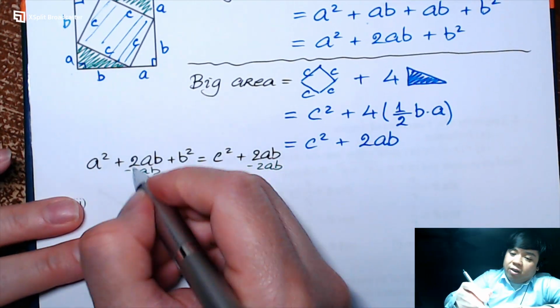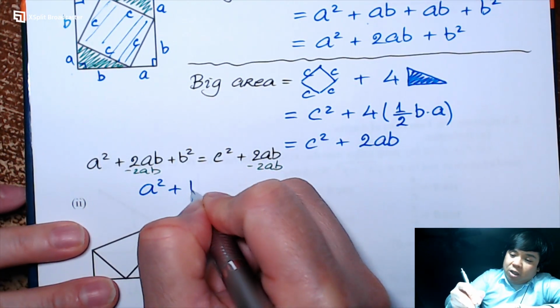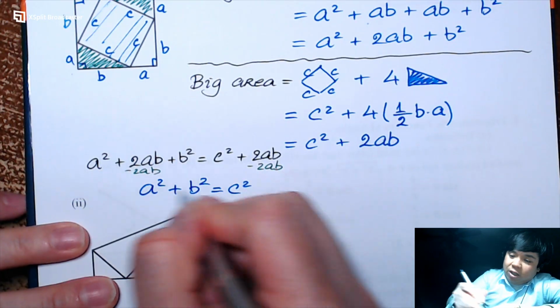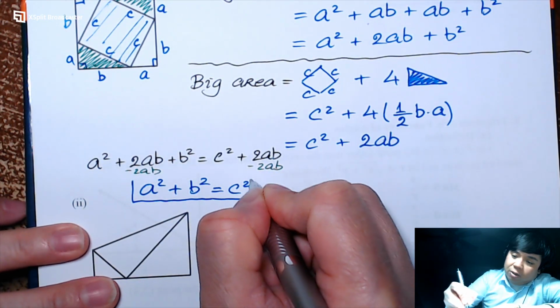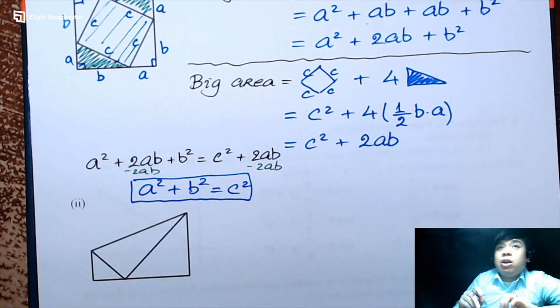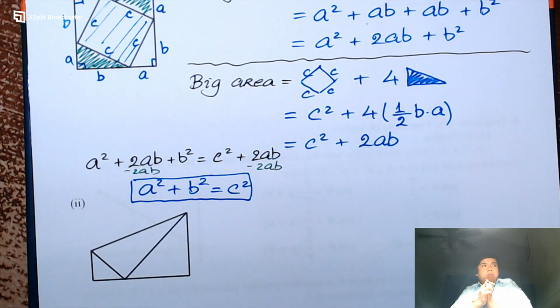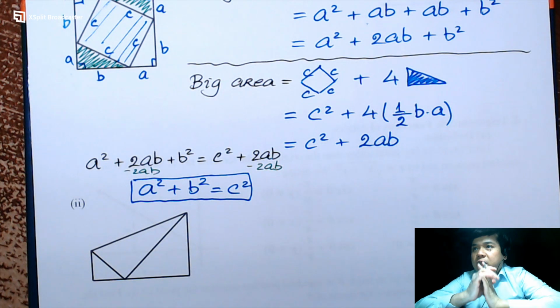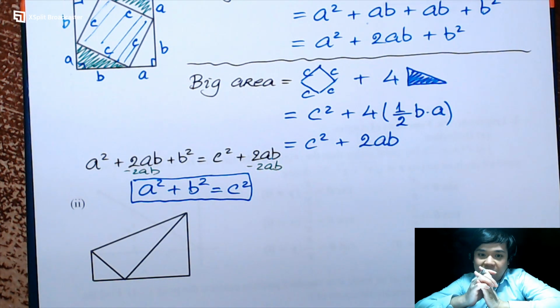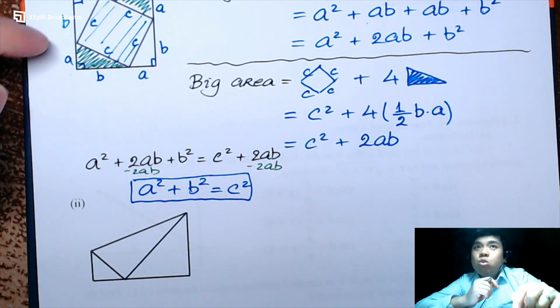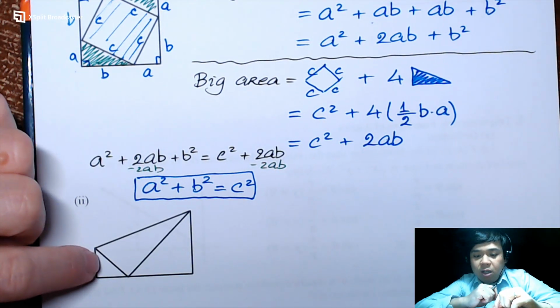So with that we have A square left with B square and C square. Okay, so that's that proof. Apparently there are about 100 proofs of the Pythagorean theorem like that, and this is just one of them. This is another one.